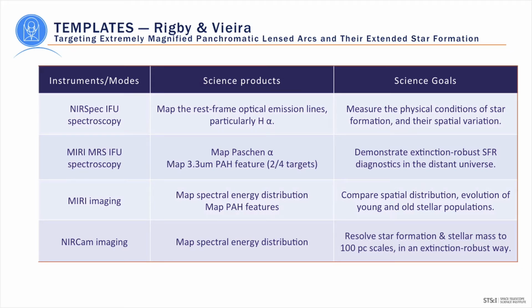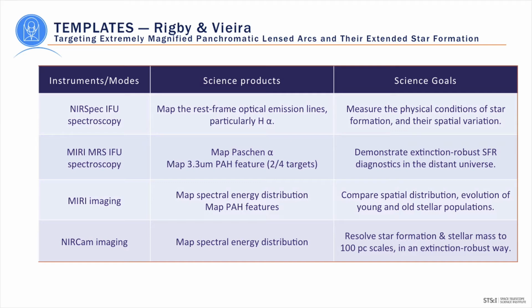So we're using four science instrument modes. We're using mostly integral field unit spectroscopy with NIRSpec, and integral field unit spectroscopy with MIRI, and then NIRCam and MIRI imaging as well. And so our primary data products are high-level maps of the rest frame optical emission lines, particularly H-alpha, maps of Paschen alpha, so that you can make extinction maps, maps of the PAH features, maps of the spectral energy distributions.